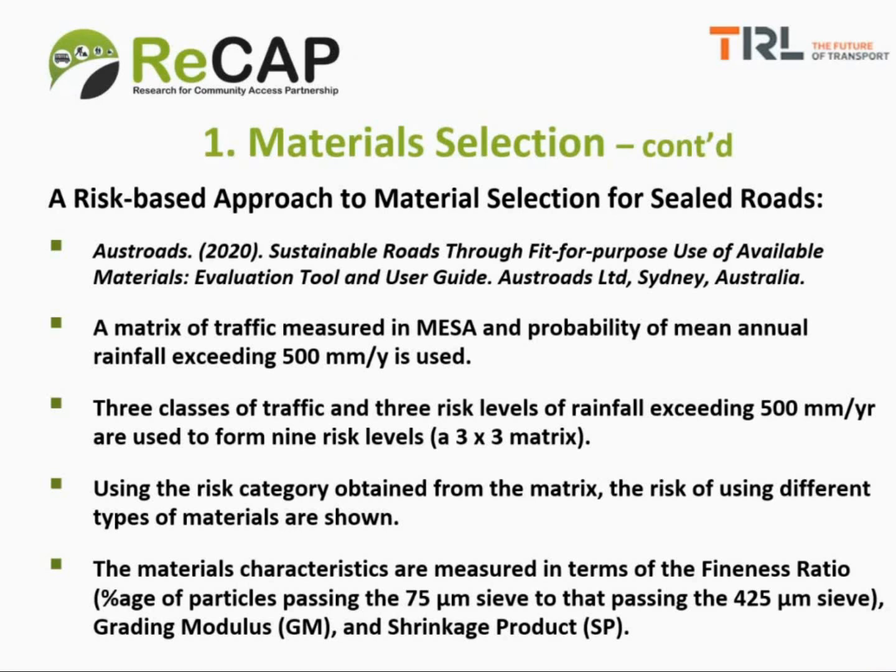So depending on which cell your design conditions fall in, materials and their risk levels are then provided so that you're aware of the level of risk involved with using materials of certain characteristics. And the 3 key characteristics that are presented for the different materials in this case are the fineness ratio, the grading modulus, and the shrinkage product.